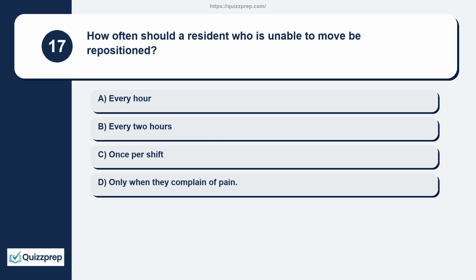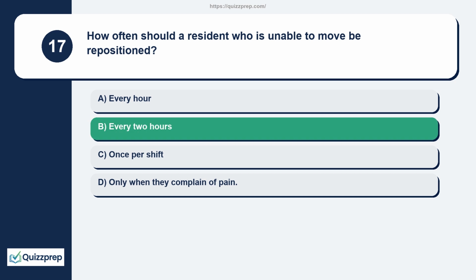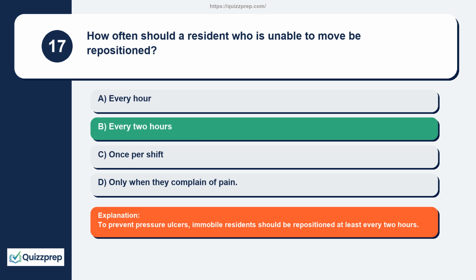Question 17. How often should a resident who is unable to move be repositioned? Every hour, every 2 hours, once per shift, only when they complain of pain. To prevent pressure ulcers, immobile residents should be repositioned at least every 2 hours.